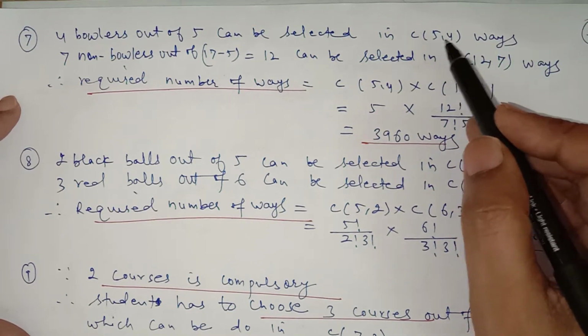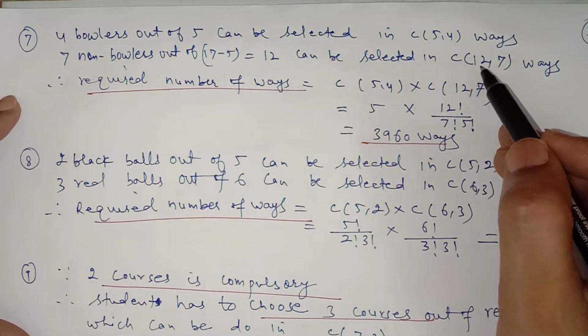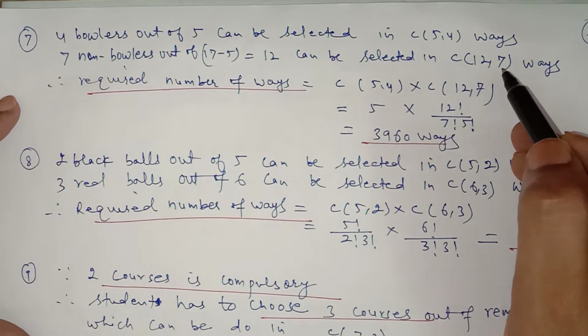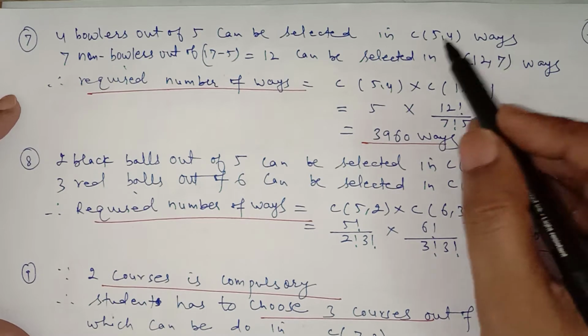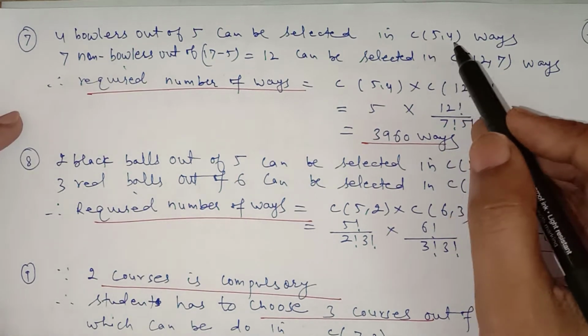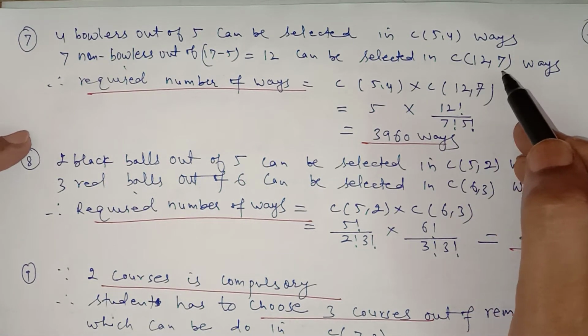5 bowlers, out of them you have to select 4 bowlers, and 12 non-bowler persons are there, and you have to select 7 non-bowlers from them, combination of 12, 7. Total 11 has been selected. So total number of ways is combination of 5, 4 into combination of 12, 7.